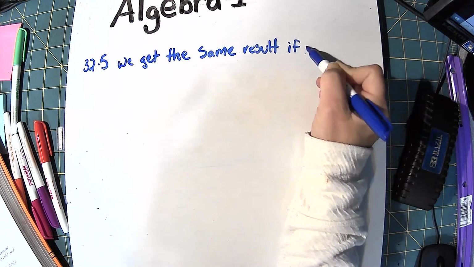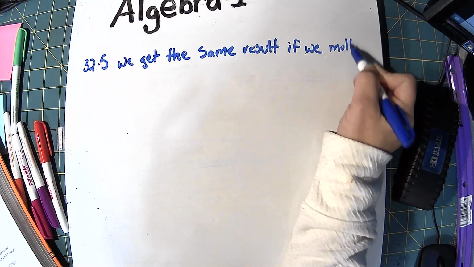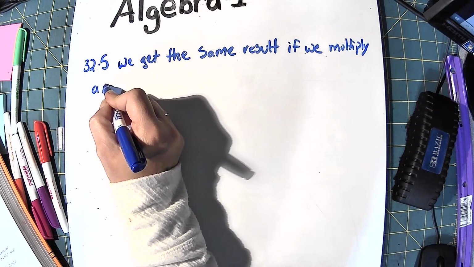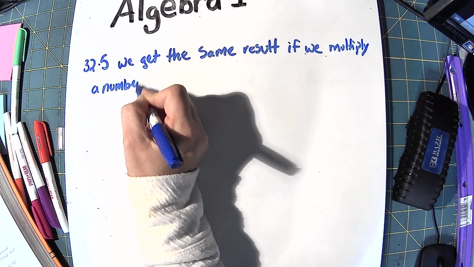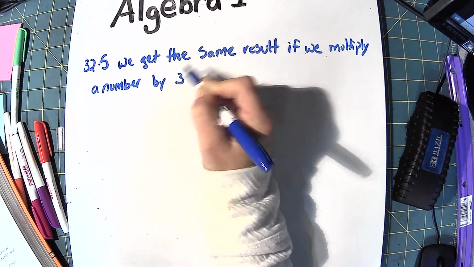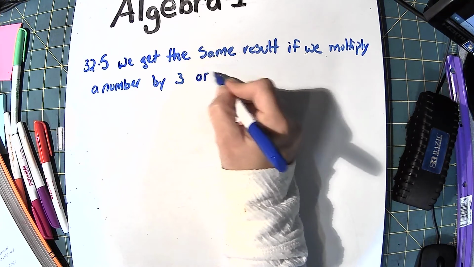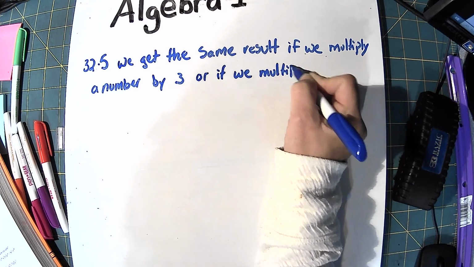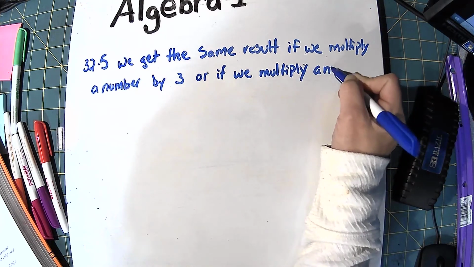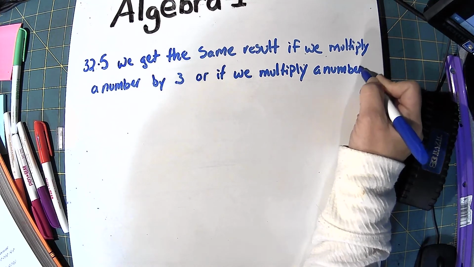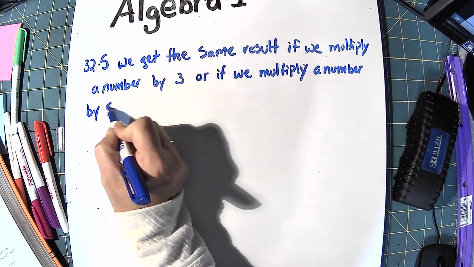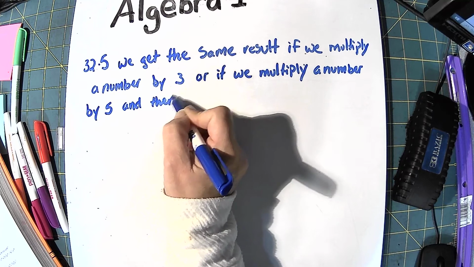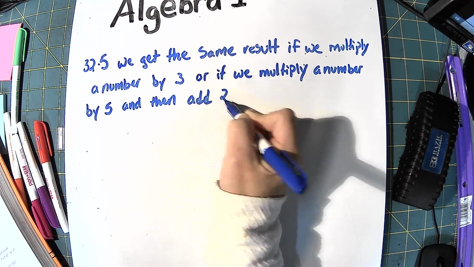Alright, so it says we get the same result if we multiply a number by 3 or if we multiply a number by 5 and then add 2. Okay, this one's a little harder.